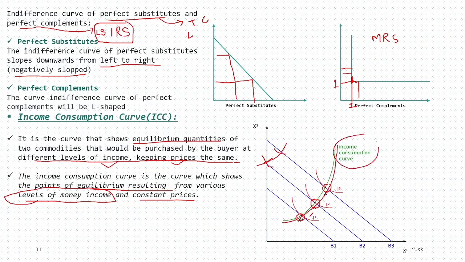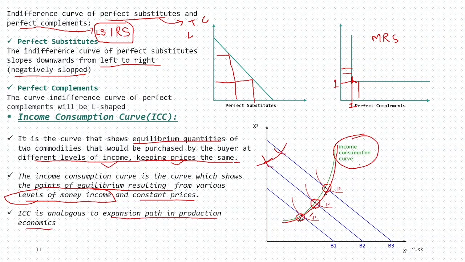Now the income consumption curve is analogous to the expansion path in production economics. This year a question was asked from this. In production economics there is an expansion path, and almost everything is similar. There is the same concept as the indifference curve, the same concept as the budget line, and we also form an expansion path just like the income consumption curve. So it is very important. I hope you get what the income consumption curve is.